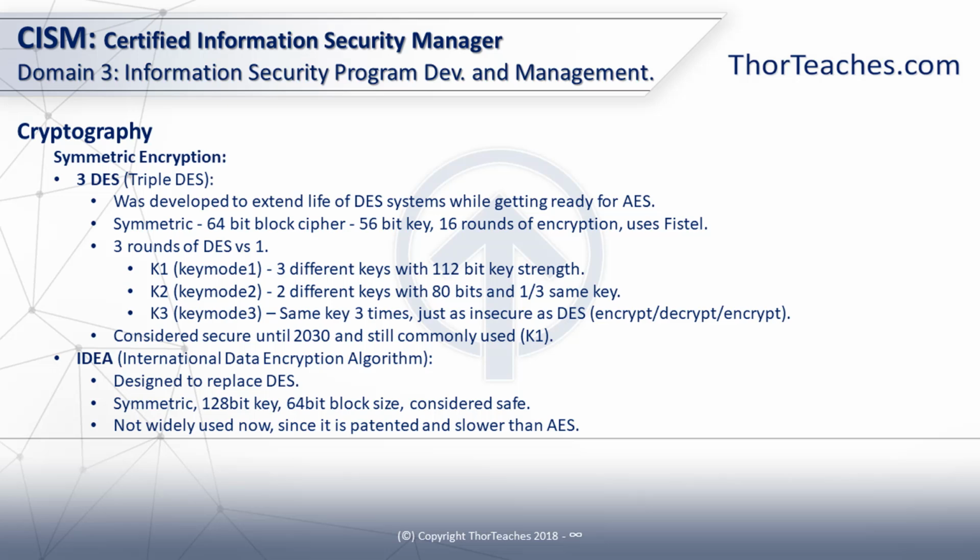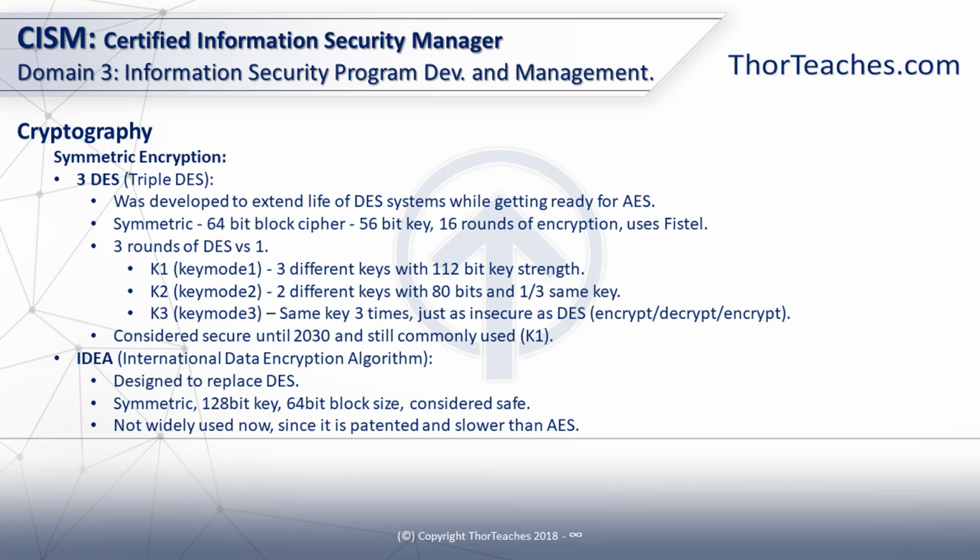That effectively produces 112-bit key strength. K2, or key mode 2, uses 2 different keys. You encrypt with key 1, then you encrypt that with key 2, and then you encrypt again with key 1. It's not secure, and it produces a key strength of about 80 bits. Key mode 3 is using the same key 3 times.